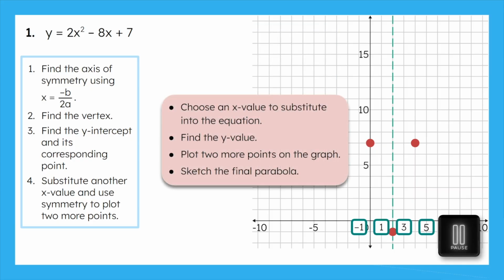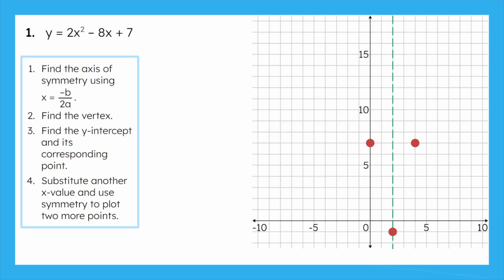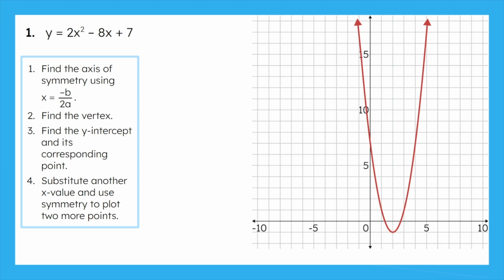Pause while you choose an x value, find the y value, plot 2 more points on the graph, and sketch the final parabola. If you used the x values I mentioned earlier, you would have plotted the points -1, 17 and 5, 17, or 1, 1 and 3, 1. No matter which points you plotted, though, your final parabola should look something like this.